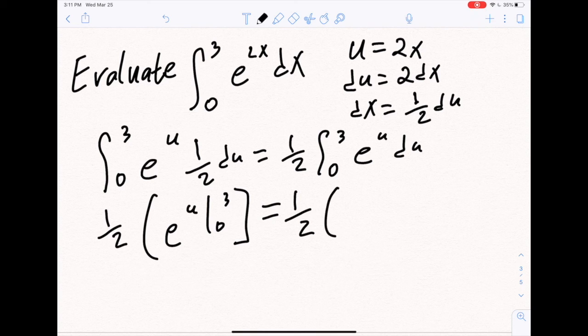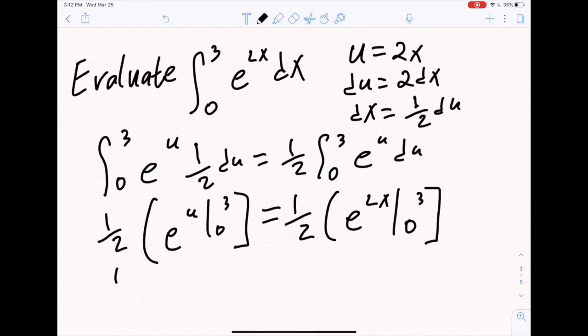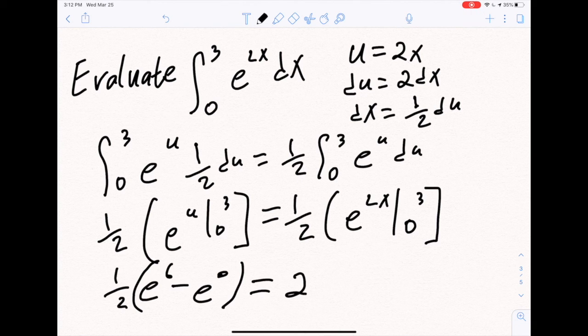And when we do that, we get 1/2 times e to the 2x, evaluated from 0 to 3. And so that will end up being 1/2 times e to the 6th minus e to the 0, which you can plug into a calculator and you'll get 201.21, or thereabouts.